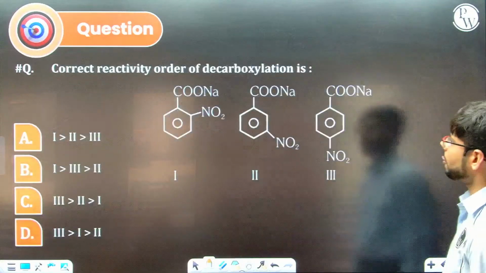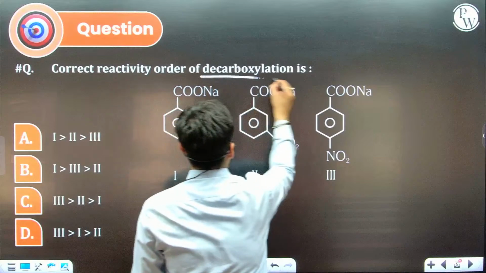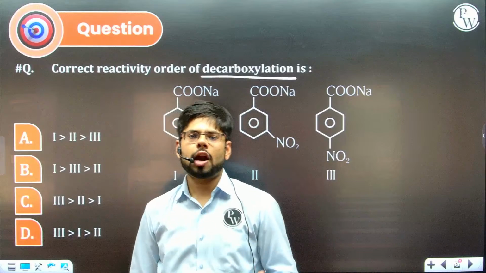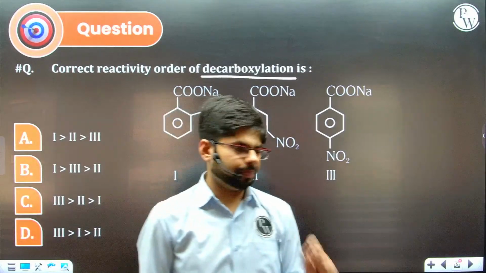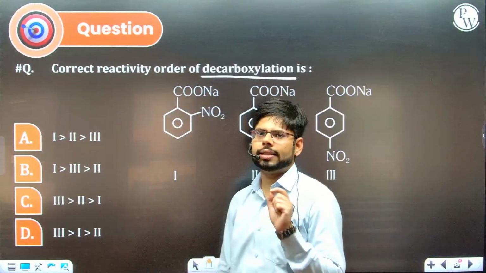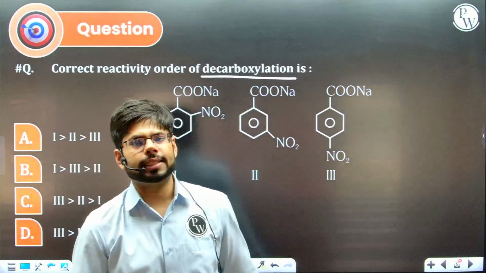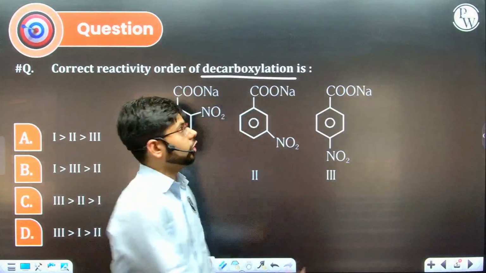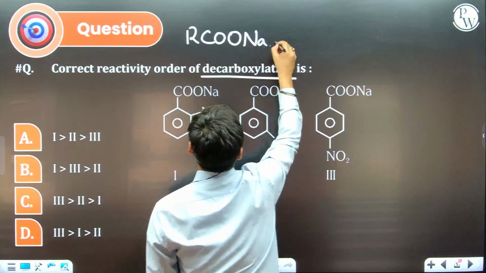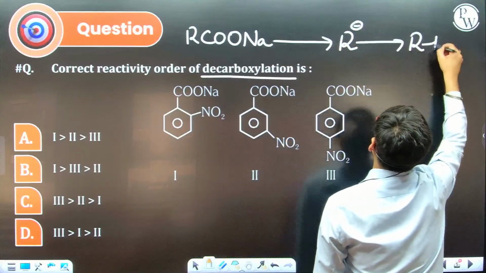Next question. Correct reactivity order of decarboxylation is. Focus on this word. If you remember, decarboxylation is carried out by using soda lime. So in this reaction, the main point is carbanion. When decarboxylation is carried out by using soda lime, then a carbanion is generated. So the general reaction is this: RCOONa gives us R minus, and then eventually R minus gets converted to RH.